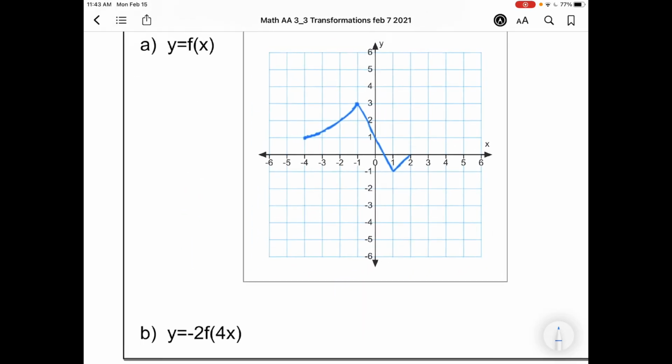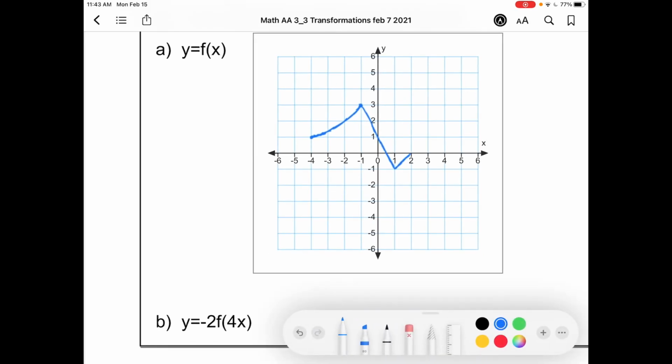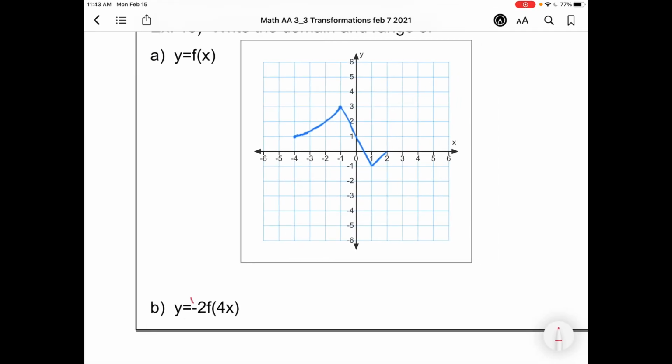All right, so if I want to make the graph of -2 f of 4x, let's think about that. That is going to be, first of all, the first thing you see is negative, so that's an x-axis reflection. It's going to be vertical stretch by a factor of 2, and it's going to be horizontal stretch by a factor of 1/4.